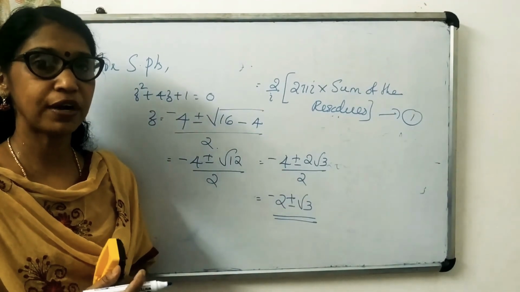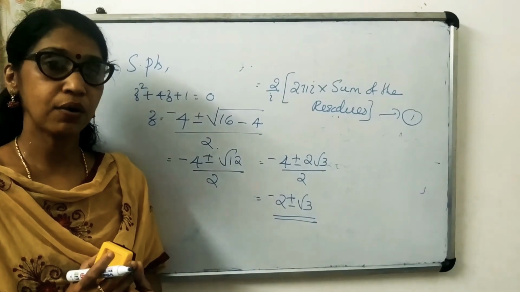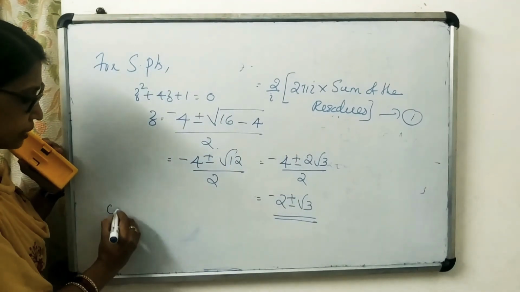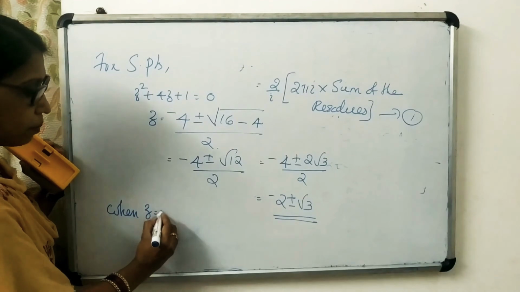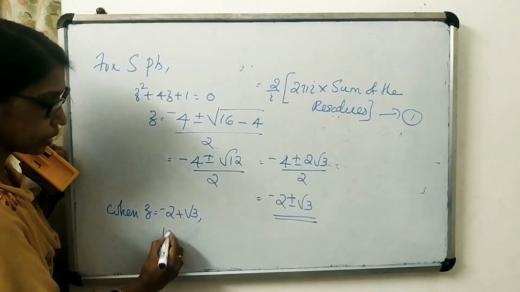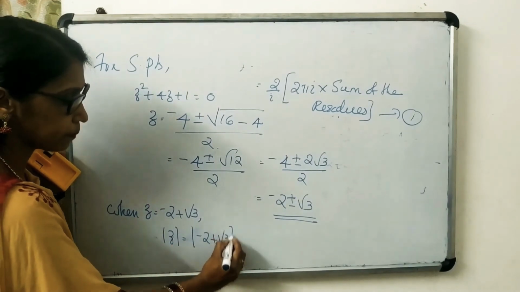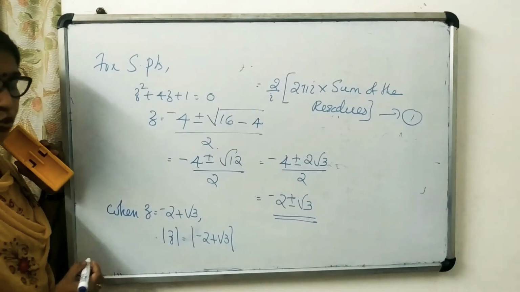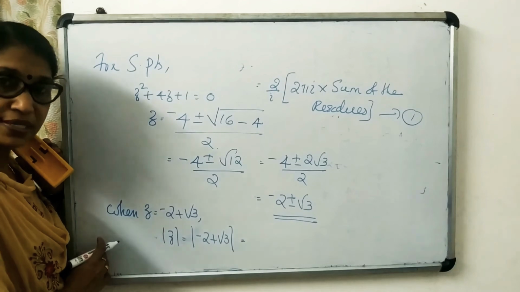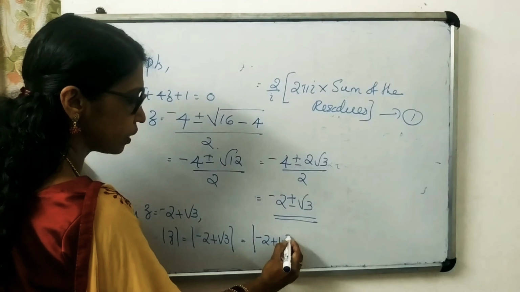Now we have to find out whether these poles are inside or outside our contour mod z equal to 1. First, when z is equal to minus 2 plus root 3, we have modulus of z equal to modulus of minus 2 plus root 3. What is root 3? The value of root 3 is 1.73. So this is modulus of minus 2 plus 1.73.